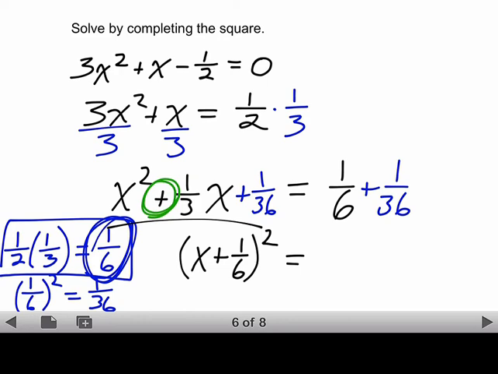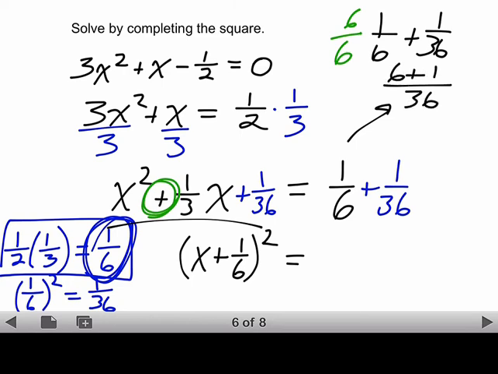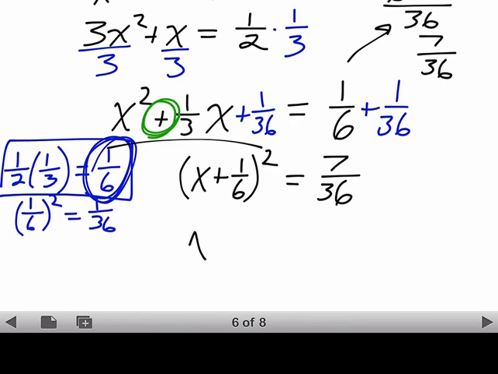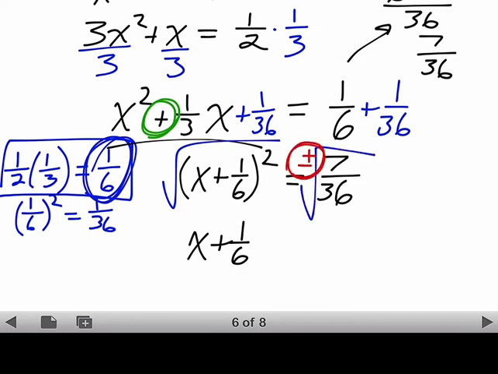Now on the right-hand side, let's come up here, 1/6 plus 1/36 with common denominators gives us 6 plus 1/36 if you like. In any case, it's 7/36. That's our right-hand side. So x plus 1/6, what am I doing? I'm square rooting both sides. And whenever we do that, remember we've got to throw in a plus or minus.